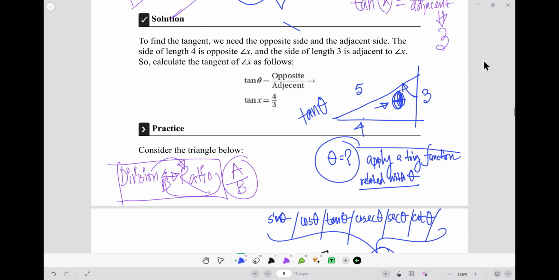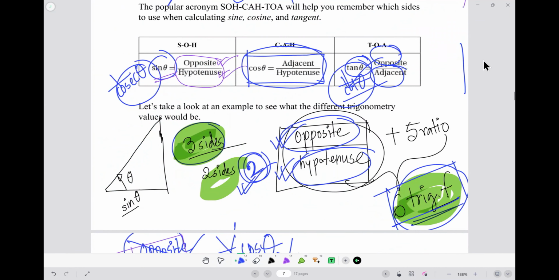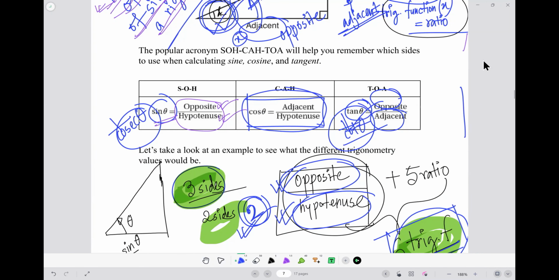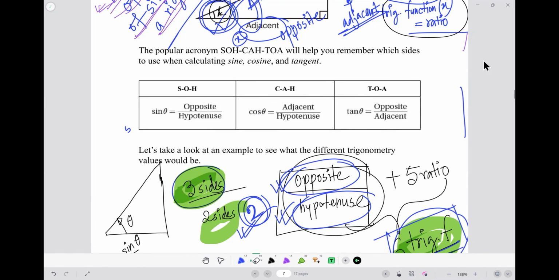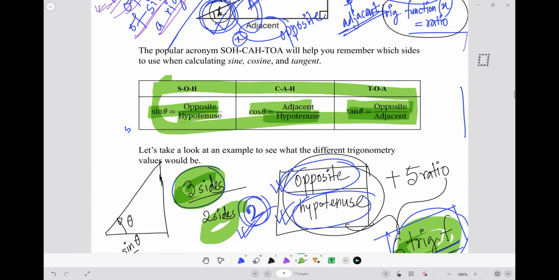You really need to memorize the definition of the sine function. The definition of the sine function is opposite side divided by the hypotenuse side. This is constant. There's no change. The definition is constant. It will not change. So you really need to memorize this because this is very useful. You will always need it. There's no change. Okay?